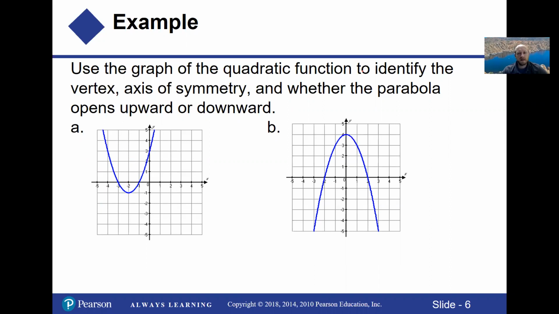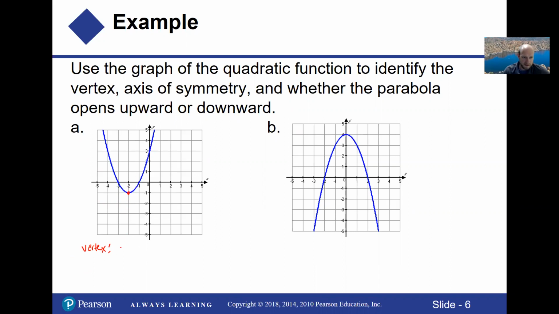Use the graph of the quadratic function to identify the vertex, axis of symmetry, and whether the parabola opens upward or downward. So again, this parabola has a vertex right here. We can see that that's the minimum point of that parabola, and that is going to be our vertex. We're not focusing right now on the equation of the function. We're just focused on vertex, axis of symmetry, and whether it opens upward or downward. Obviously, we can see it's opening upward.